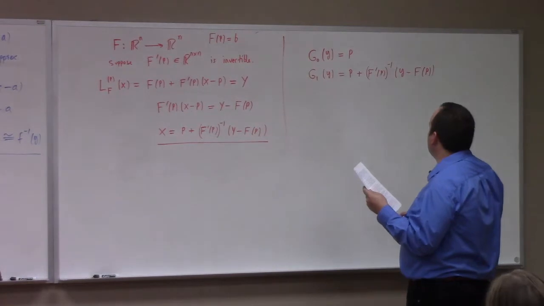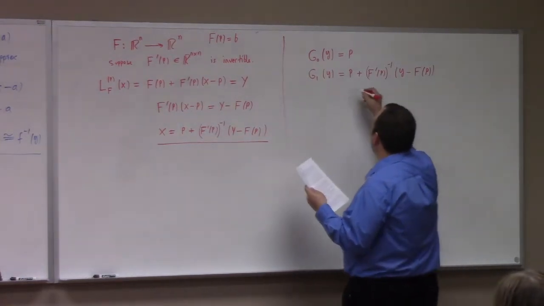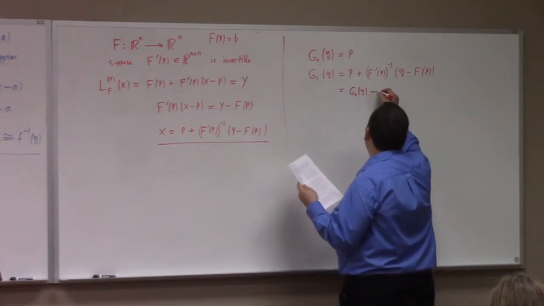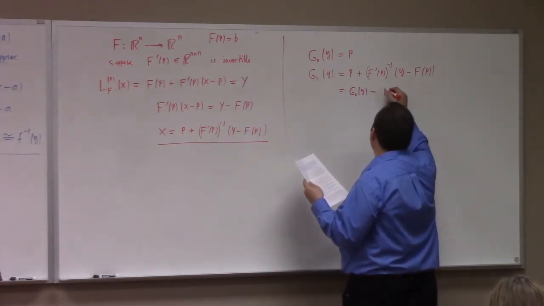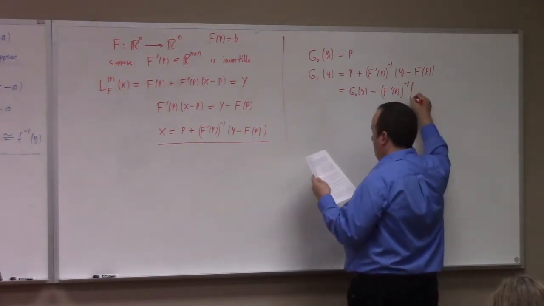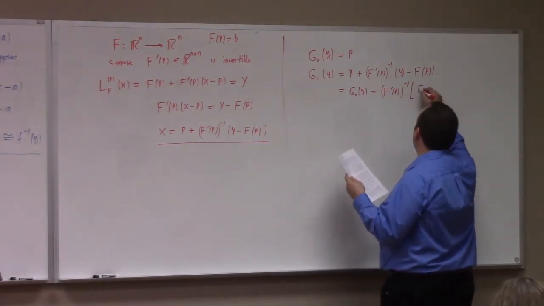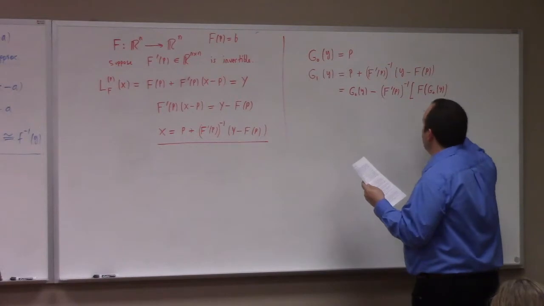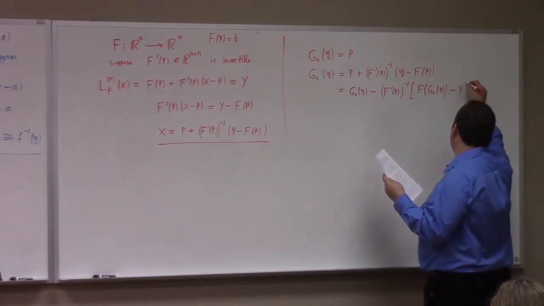Oh, for some reason, well, let me just rewrite this. So this is actually G0 of y, and I'll pull the minus out to make it look like the notes. Okay, guys? F prime of p inverse times f of, what was p? P was G0 of y minus y.